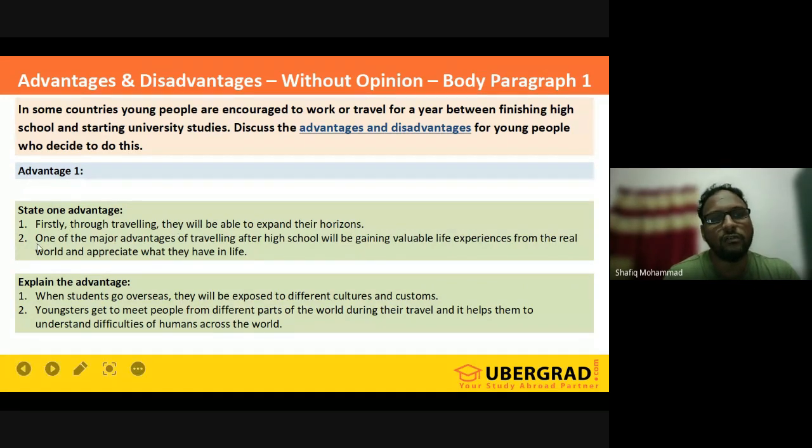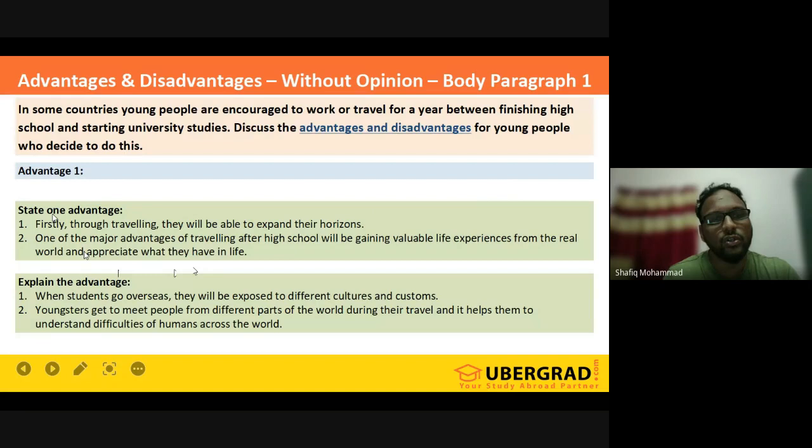So, one of the major advantages of traveling, the same thing again, told in a different way. One of the major advantages of traveling after high school will be gaining valuable life experiences from the real world and appreciating what they have in life. Wow. If you write like this, definitely it will be a really great sentence. The first one is a simple sentence, and the second one is a complex sentence. Both sentences are really nice.